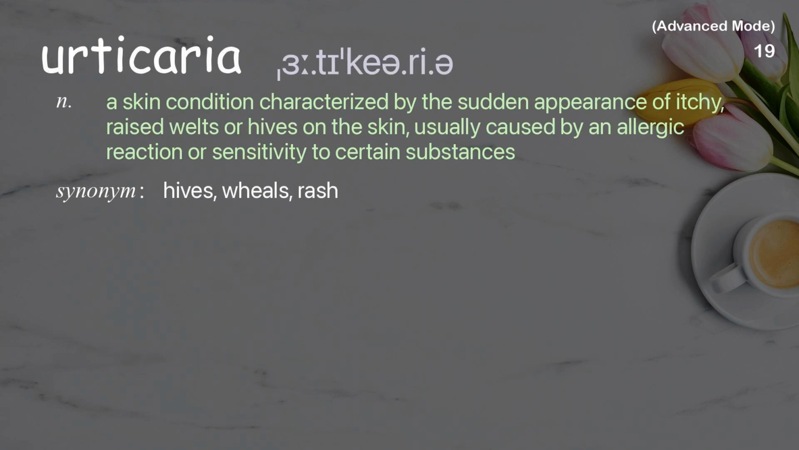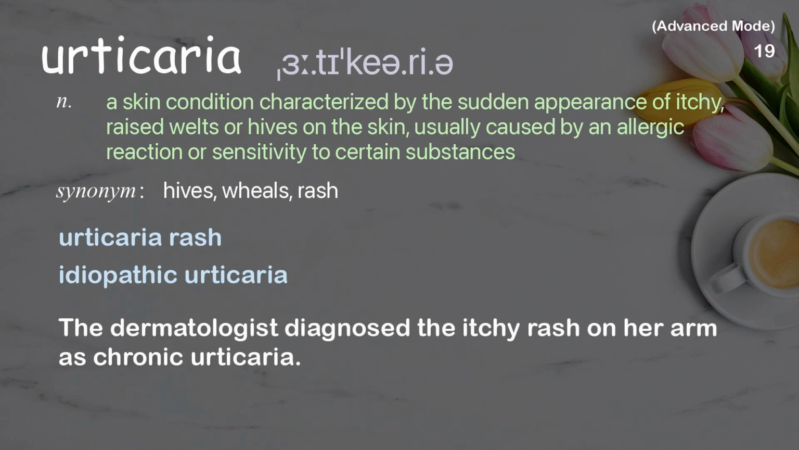Urticaria. A skin condition characterized by the sudden appearance of itchy, raised welts or hives on the skin, usually caused by an allergic reaction or sensitivity to certain substances. Examples: Urticaria rash. Idiopathic urticaria. The dermatologist diagnosed the itchy rash on her arm as chronic urticaria.